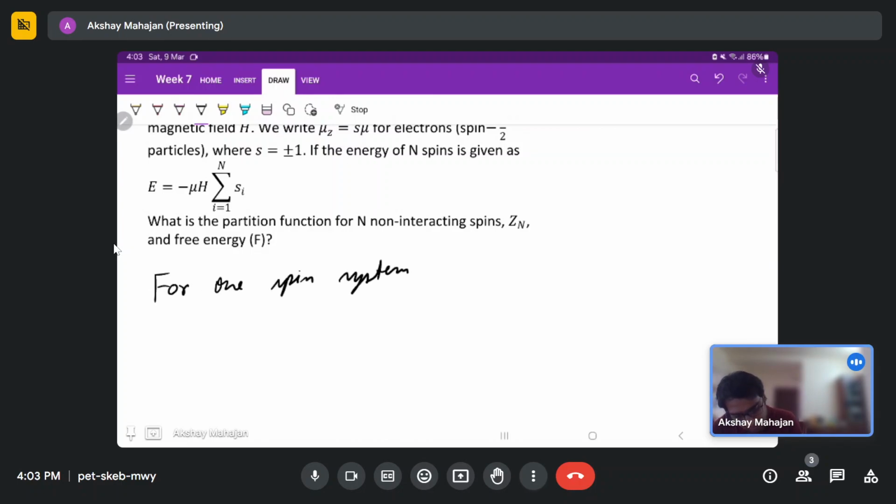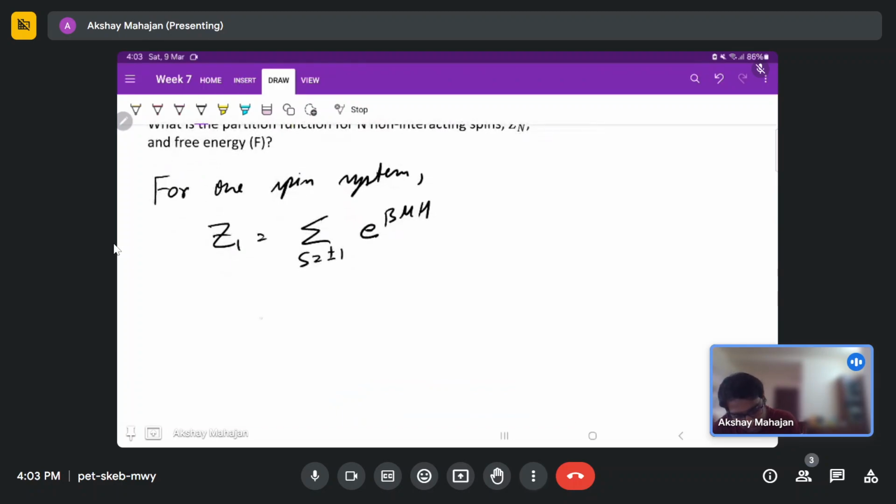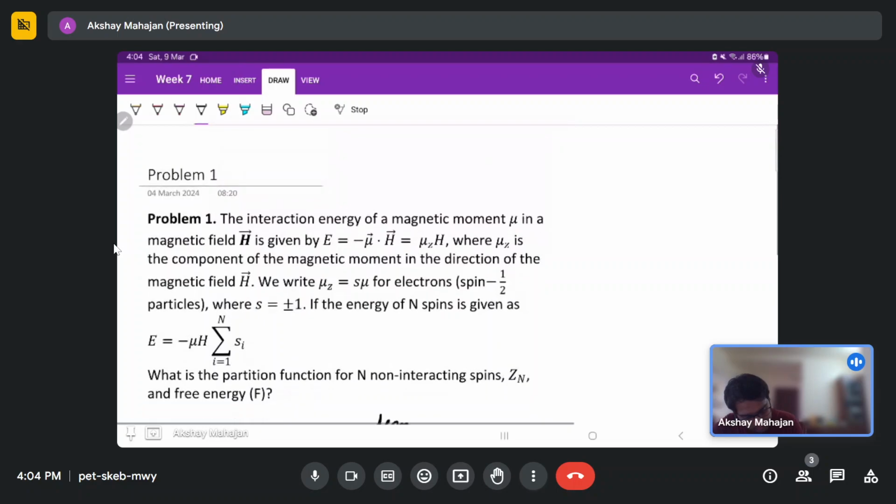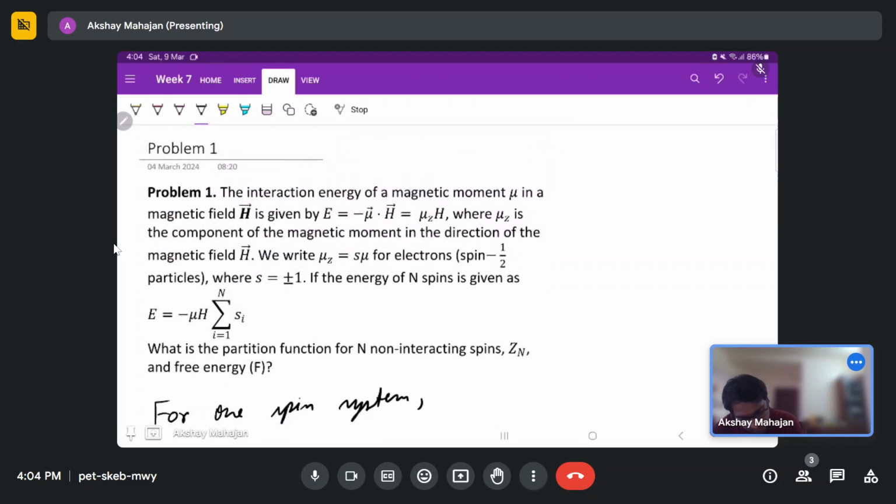Alright, so for one spin system, I will write the partition function as Z1. We have S equal to plus minus 1. This partition function will be given by e to the power beta mu H. So that will be equal to e to the power beta mu H plus e to the power minus beta mu H. Right? Okay, I guess this should be minus mu z. Yeah, this should be minus mu z. Okay, sorry about that.